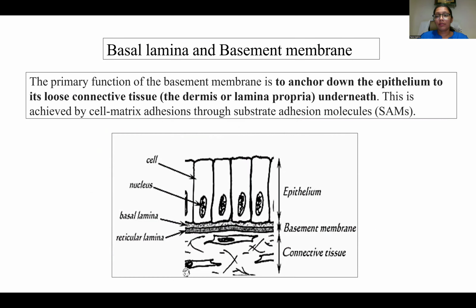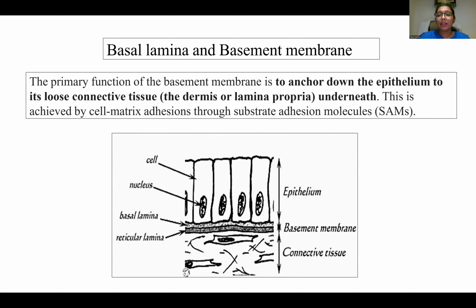So we understood, when we started with the structure of a salivary gland, that the main functional unit is the acinus. The types of cells an acinus can have are serous, mucous, or myoepithelial cells. These were a single layer of cells lying on the basement membrane. So now we understand about this basement membrane.